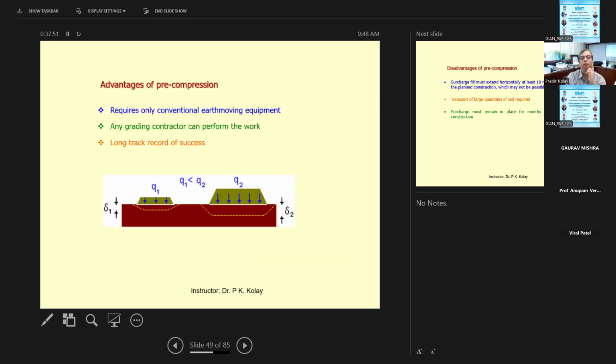So the advantage of pre-compression is it requires only conventional earth moving equipment, just heap the soil. The only thing is where you are going to heap up that much quantity of soil. So any grading contractor can perform this. Long track record for success, it is a very easy method. Okay, you see the Q1 and Q2, so obviously with more load, settlement is done. So then the actual structures are going to undergo less settlement.